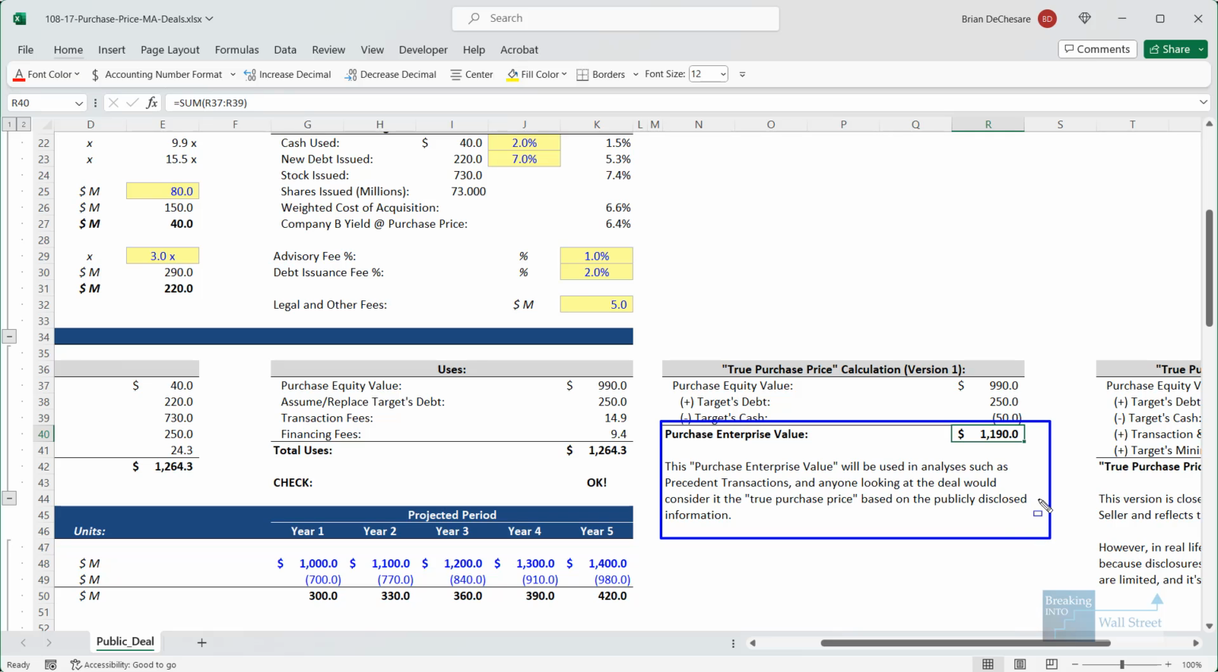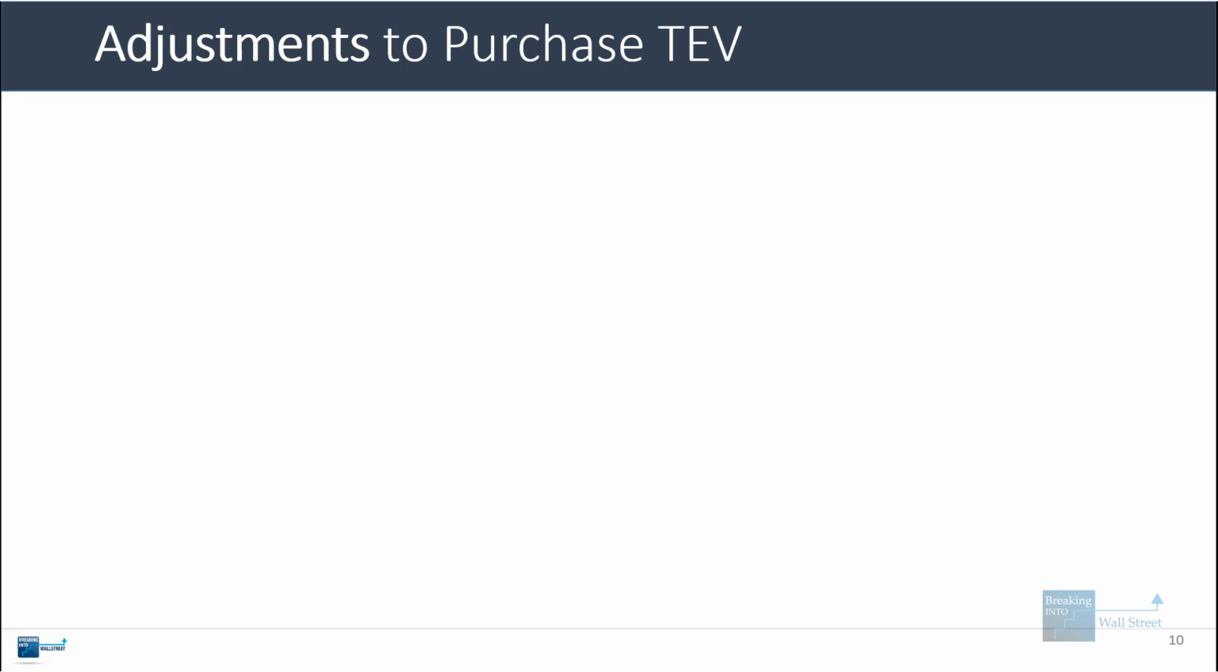And this is what you'll typically see used in analyses such as precedent transactions. Anyone looking at the deal would probably consider this to be the true purchase price as well, based on the public information. Now, I do want to discuss one other aspect to this, which is that you will sometimes see adjustments to this purchase enterprise value.